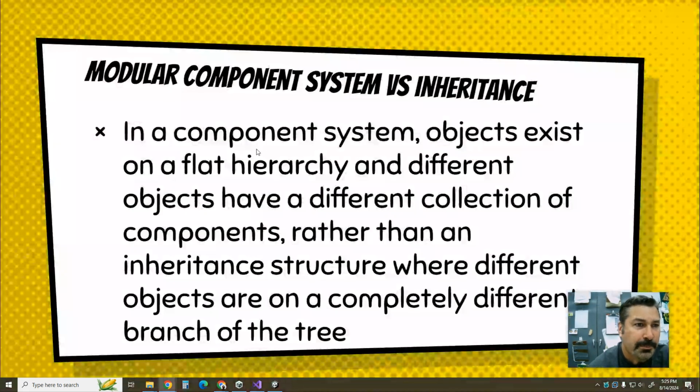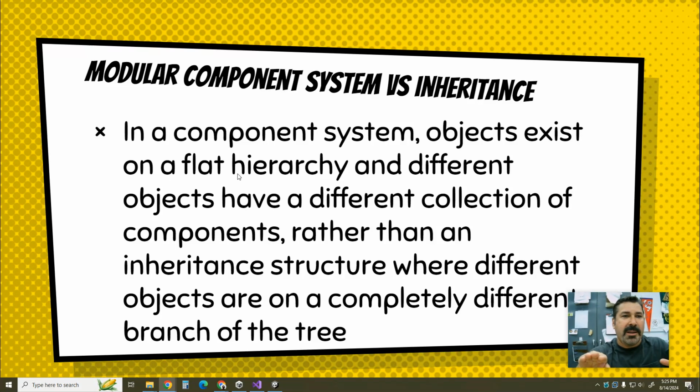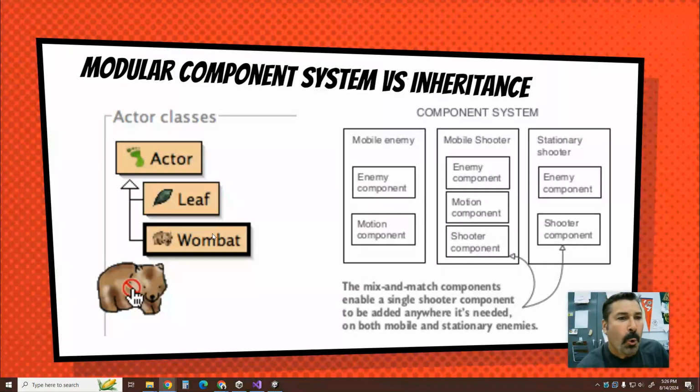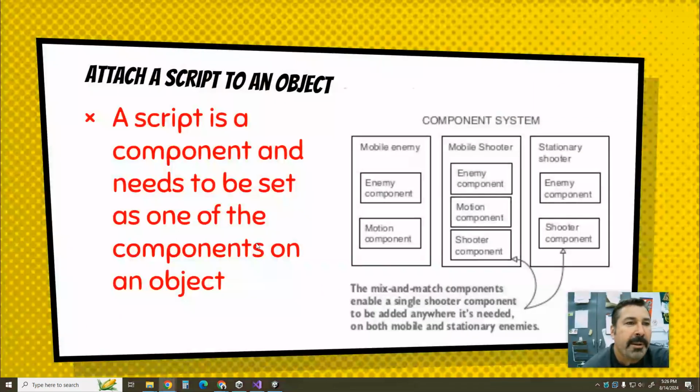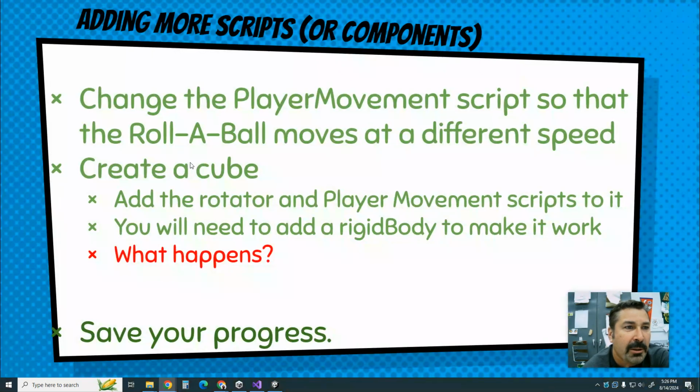So in a component system, objects exist on a flat hierarchy, and you just drag and drop what you want. With the inheritance structure, they're on a totally different branch of the tree. So like I said, with the bad guy, he's on a totally different branch from Wombat, so he can't get any of the scripts or any of the code from Wombat. By the way, a script is a component, and it needs to be set as one of the components on an object. So let's look at what that looks like.